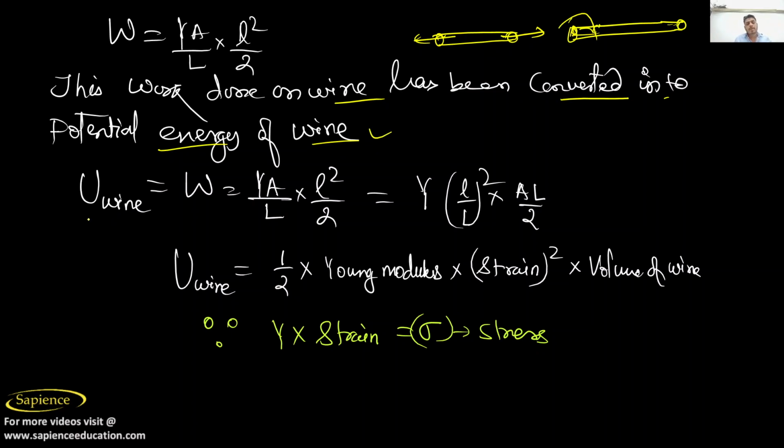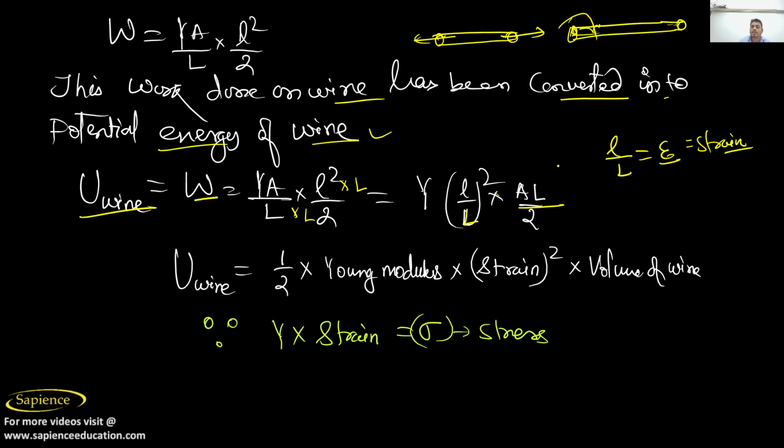So finally, the potential energy of the wire is equal to the work done on it, that is YAl² by 2L. Now can we write here YAl² by L² into AL? Multiply and divide by L. So what you are getting is (l by L)² into AL by 2. As you know, l, that is change in length, by capital L is your strain. It is known as strain.